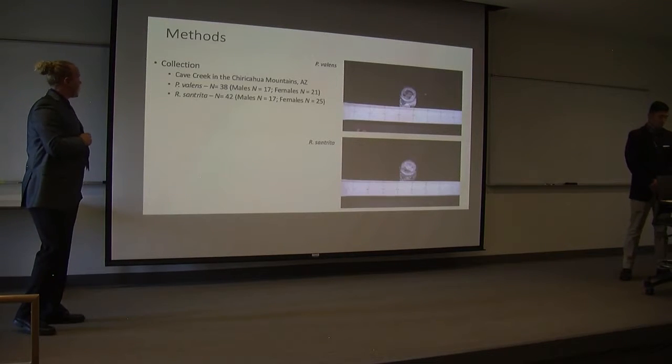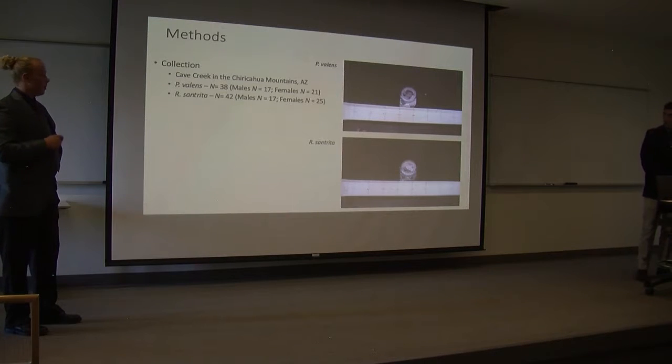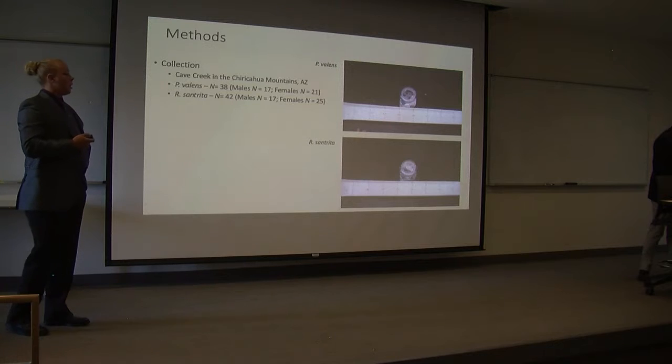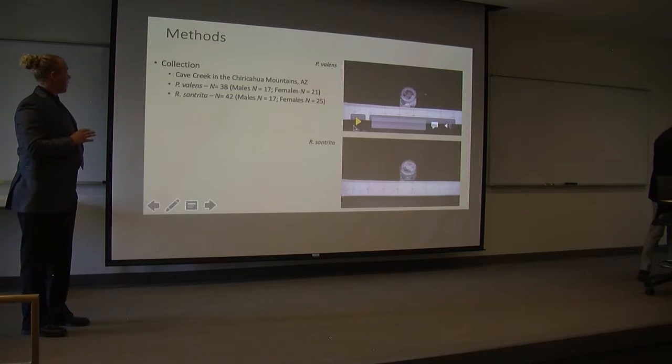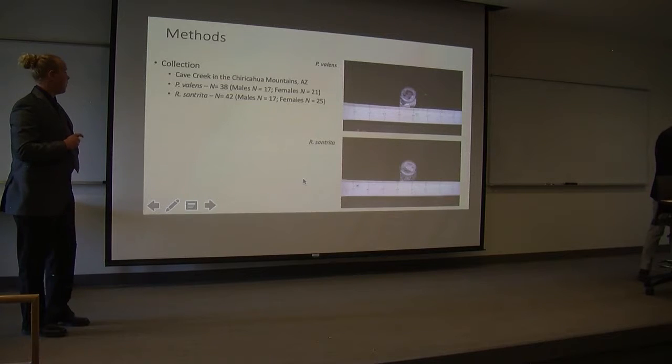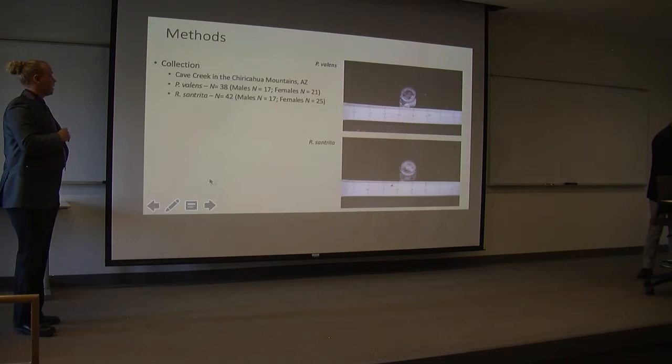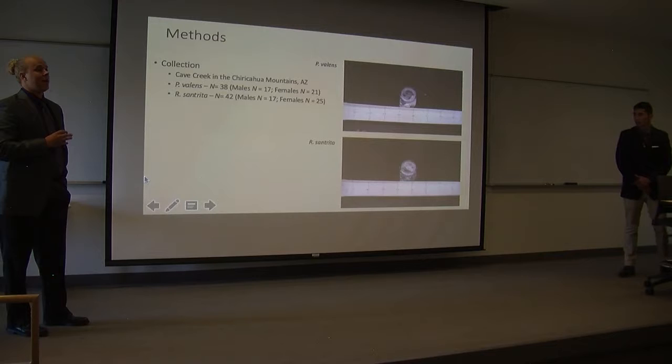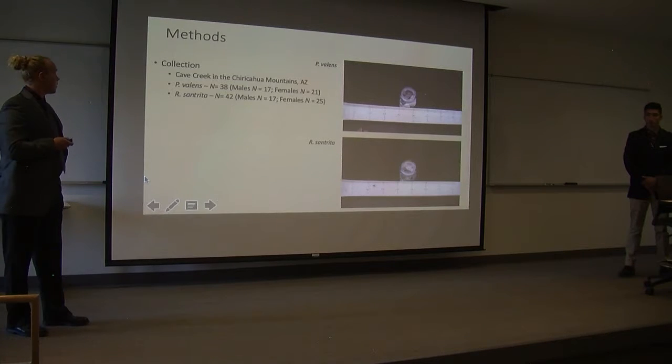So moving on to our methods, we started with a collection in Cave Creek, which is in the Chiricahua Mountains of Arizona. For P. valens, we collected 38 total, 17 males and 21 females. And for R. centrita, we collected 42 total with 17 males and 25 females.